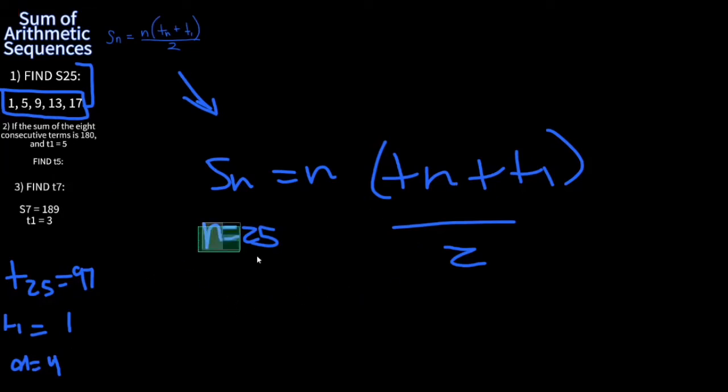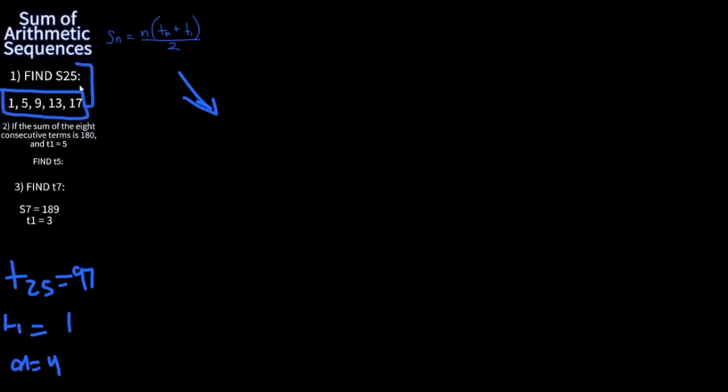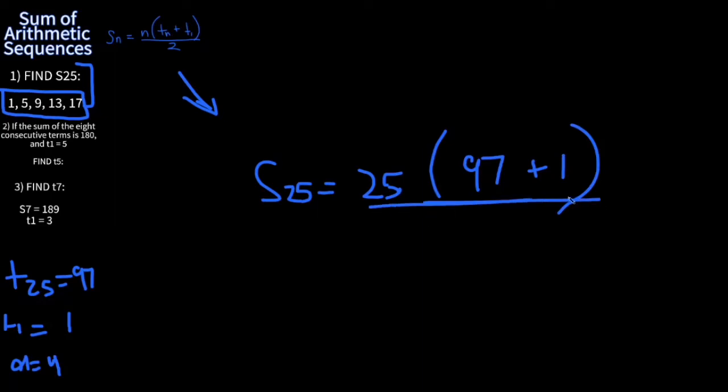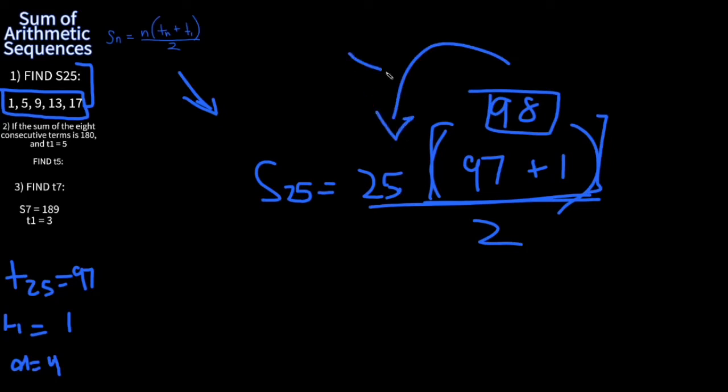So, all we do is we just put that in. So let's do it. The sum of 25 is equal to 25. So you can just refer to that formula now. Brackets Tn, which is the 25th term, T25, 97, plus T1, T1 is 1, plus 1, divide by 2, so everything's divided by 2. And following the BIMDAS rules, we do the brackets first, so let's do that. 97 plus 1, you add those, it becomes 98. You multiply by 25. So let's just quickly do that.